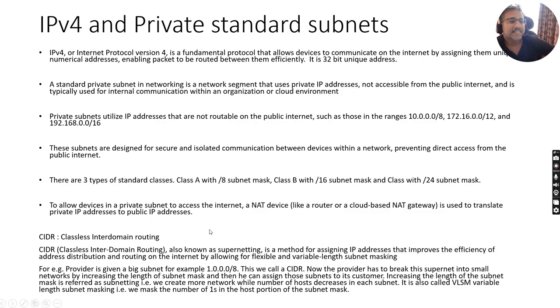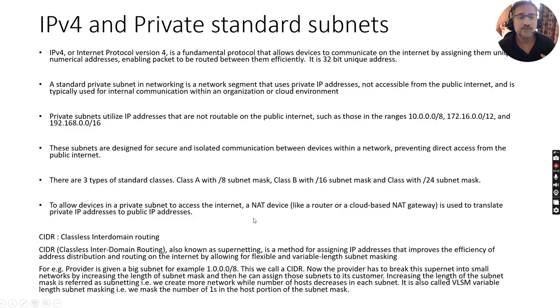Now what is a CIDR? What is classless inter-domain routing? Basically, what does classless mean? You are given a Class A, with a /8 subnet mask, but it's a supernet. It's a big chunk of a subnet. So for efficient utilization of that big chunk, you will divide it into different subnets. How do you divide it into different subnets? By increasing the length of the subnet mask.